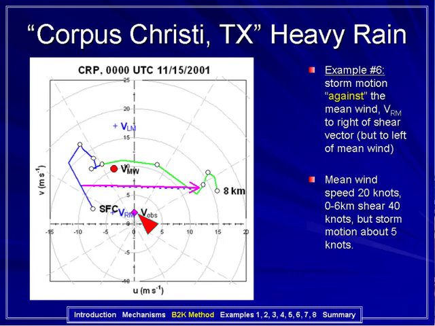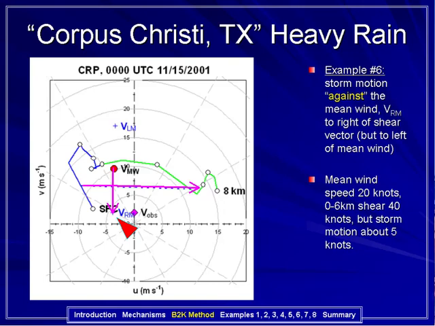The predicted supercell motion was, again, to the right of the shear vector. You start at the mean wind, go to the right of the shear vector, about 7 to 8 meters a second. So that gave you an indication that you were going to have a slow-moving supercell. So I hope you can see from this example and the previous examples why forecasting supercell motion to the right of the mean wind can fail.